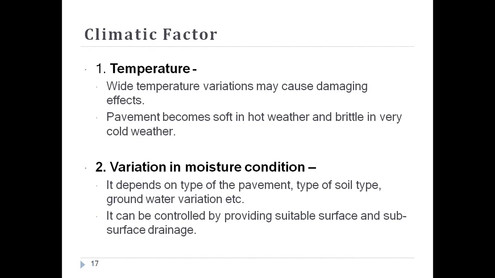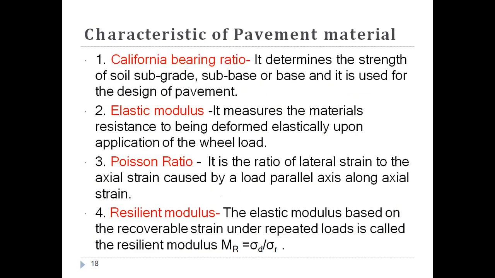The drainage facilities provided while laying these pavements play a major role in the life expectancy of these pavements. The different characteristics of pavement materials depend on the California bearing ratio. It determines the strength of the soil subgrade and also the subbase or base, and it is used for the design of the pavement. So we have different readings that can be taken while laying these pavements.